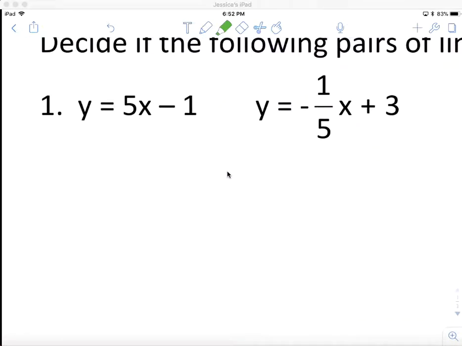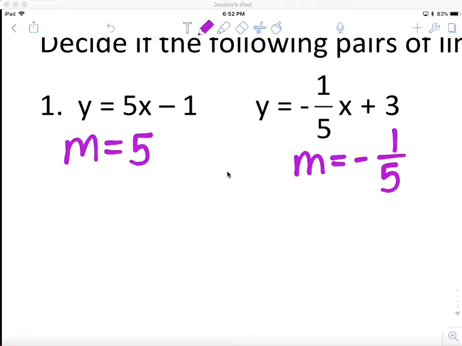Looking at number 1, my first line has a slope of 5. My second line has a slope of -1/5. Well, 5 is the same thing as 5/1. So the opposite of positive 5 would be a negative. The reciprocal would be 1/5. These are opposite reciprocals, so they are perpendicular.